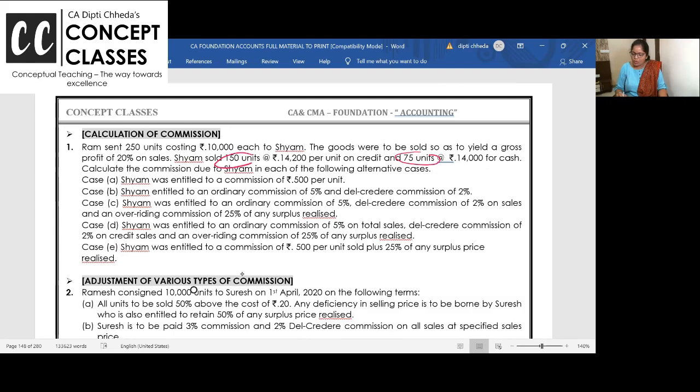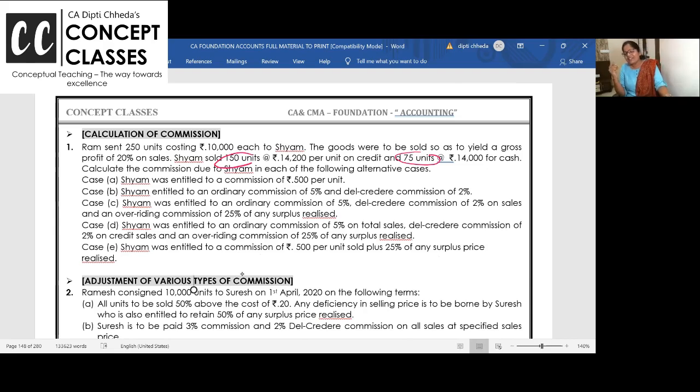Shyam is entitled to ordinary commission of 5% and Del Credere commission of 2%. Or Shyam is entitled to ordinary commission of 5%, Del Credere commission and overriding commission. Or Shyam was entitled to a commission of 500 per unit sold and a share of surplus. So as they give the commission, you have the data. You should know how to calculate all these commissions. This is going to be your working note 1 in the exam.